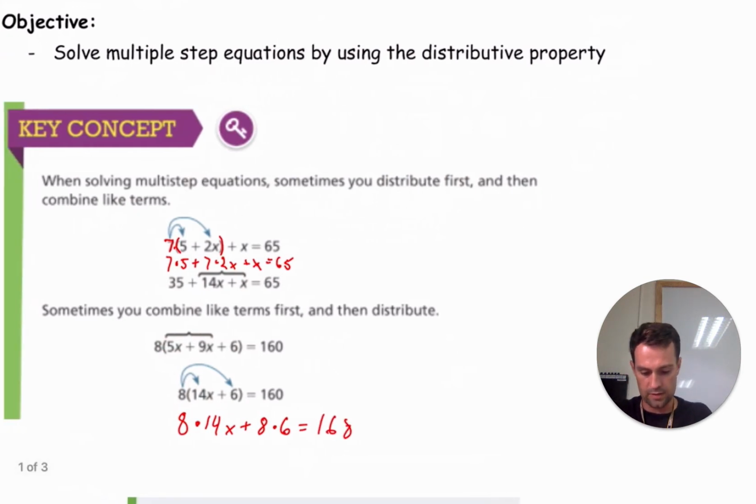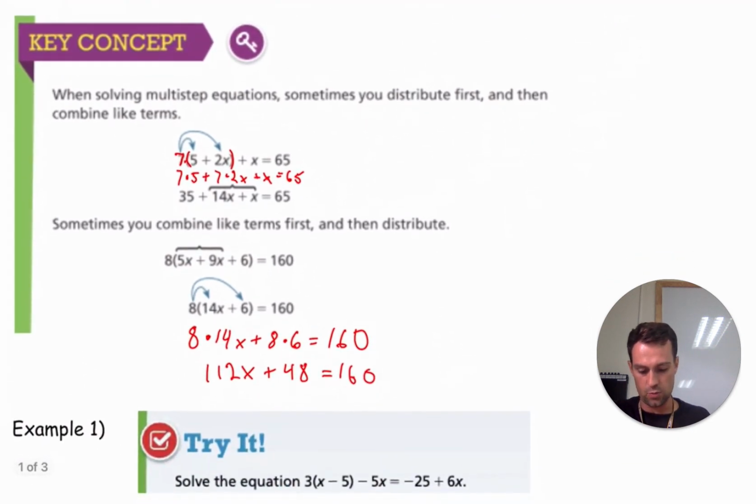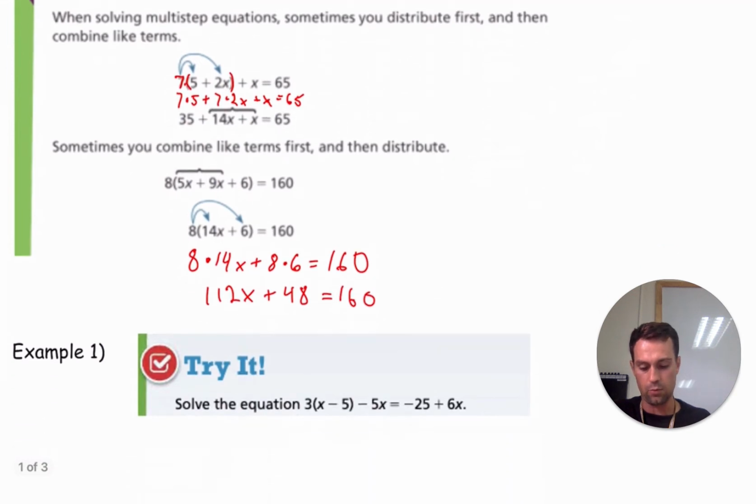Okay? Not 168, 160. So 8 times 14 will give us 8 times 10 is 80 plus 32, which gives us 112x plus 48 equals 160. And from there, you can solve for x. I'm not going to do that now, but this is the next step that you would do. Subtract 48 and then divide both sides by 112.